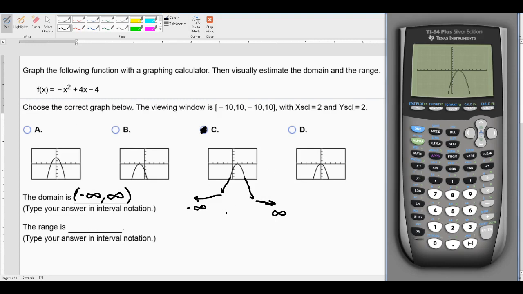Now the range is the y values, and y values go down and up. So how far down is it going? And when you look at this graph as it goes down, you take it as a whole graph, and the whole thing is going down to negative infinity. Always go down to up. And how far up is it going? Well, what's the y value there? Like I said, it's the y value.